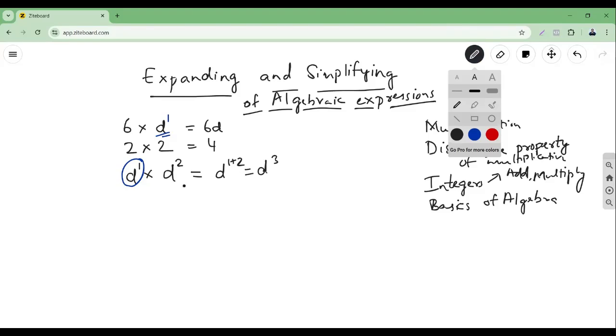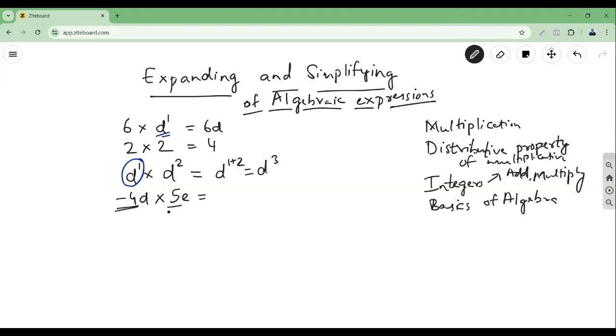Now, if I have, let's say, minus 4d multiplied by 5e, what will happen? First of all, there is a negative integer multiplied by a positive integer. As I told you, if you know integer multiplication, you will know that minus 4 and plus 5, when they get multiplied, I get minus 20. And d multiplied by e will give me de.